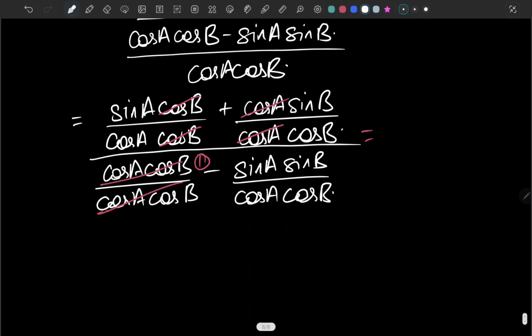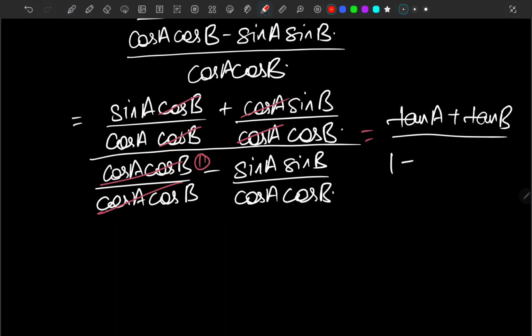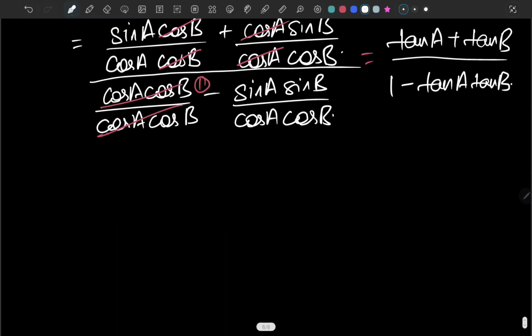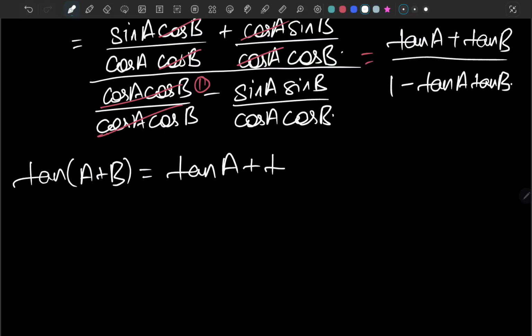And finally we are left with, well, the sine of a over cosine of a is tangent of a, and this sine of b over cosine of b is tangent of b, plus tangent of b over, and this is 1 minus, well, that's gonna be tangent of a tangent of b. So here it is, tangent of a tangent of b. Hence your tangent of a plus b equals tangent of a plus tangent of b over 1 minus tangent of a tangent of b.